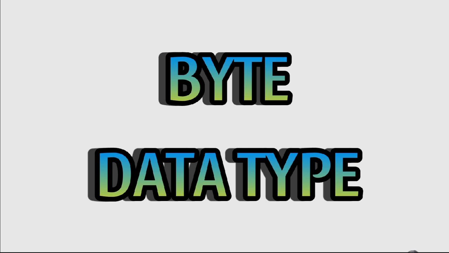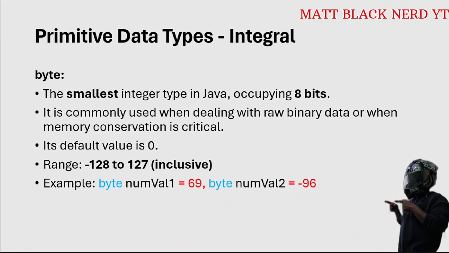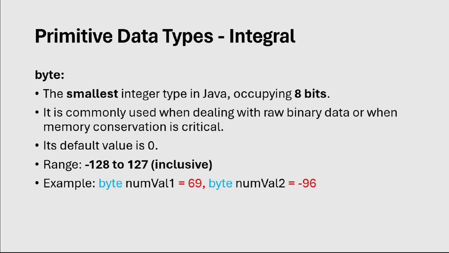What is a byte data type? Byte is the smallest integer type in Java, occupying 8 bits. It's commonly used when dealing with raw binary data or when memory conservation is critical. Its default value is 0 and it ranges from -128 to 127. In this example, numval1 and numval2 are variables of type byte.